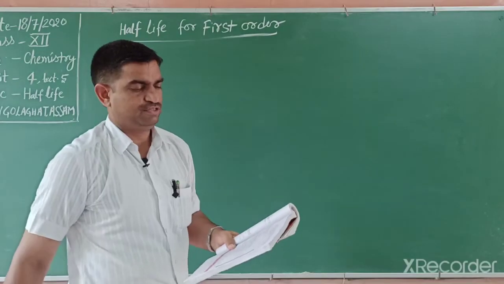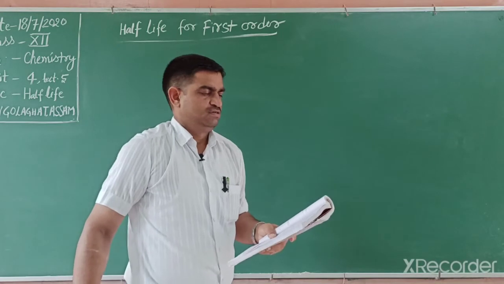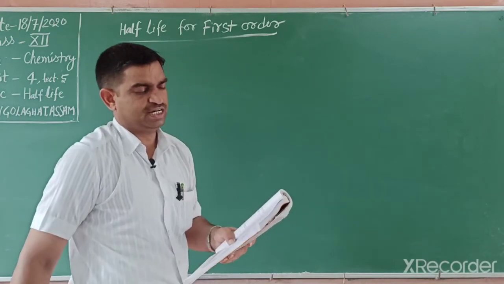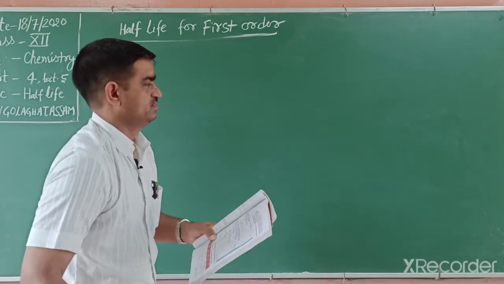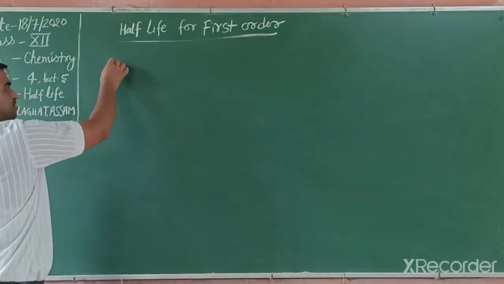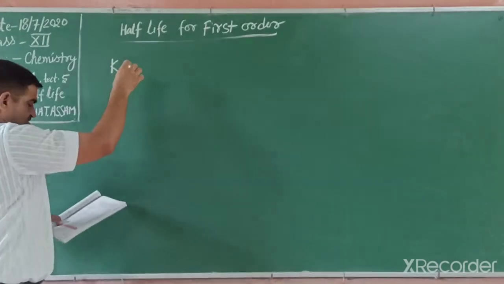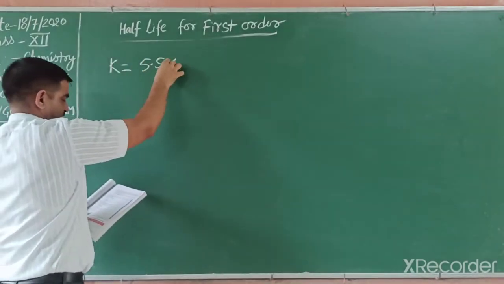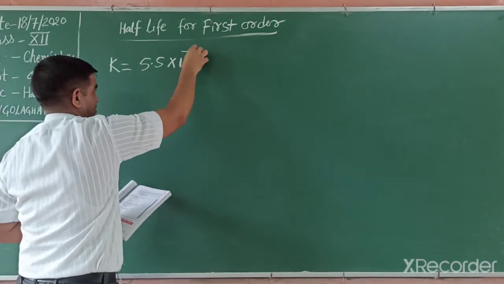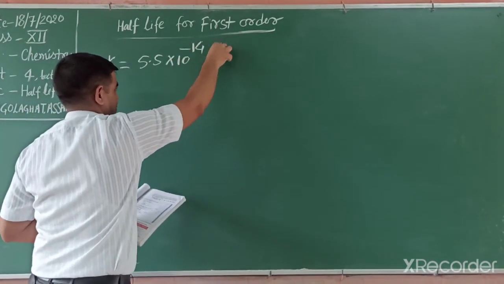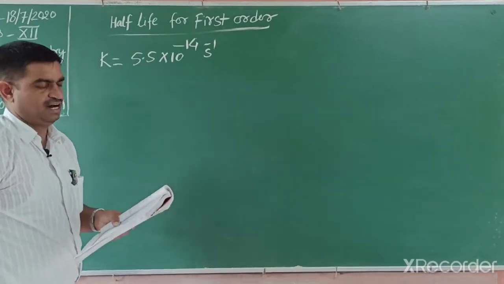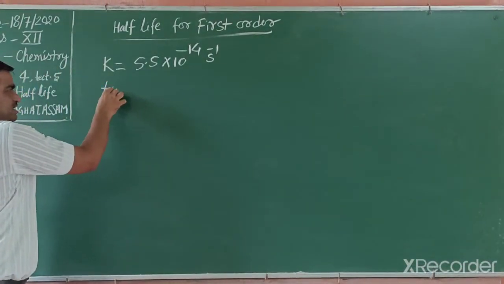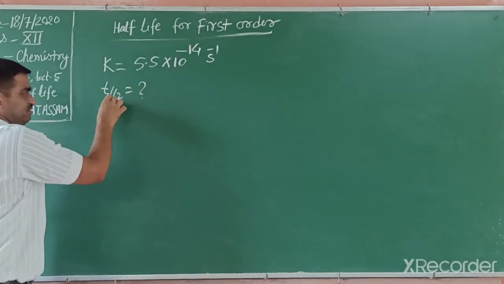Okay, now we solve a numerical based on first order half life. A first order reaction is found to have rate constant k equal to 5.5 into 10 to the power minus 14 second inverse. Find the half life of the reaction. The question is: find the half life of the reaction.